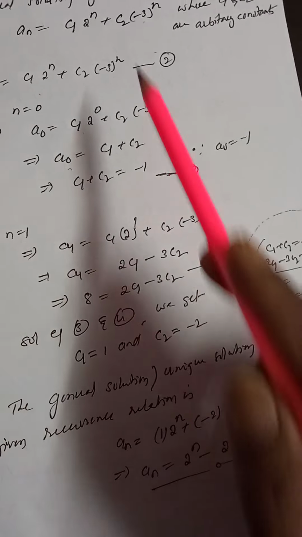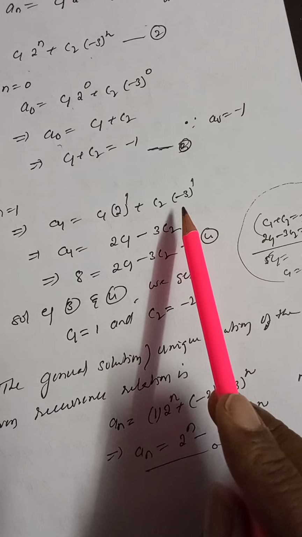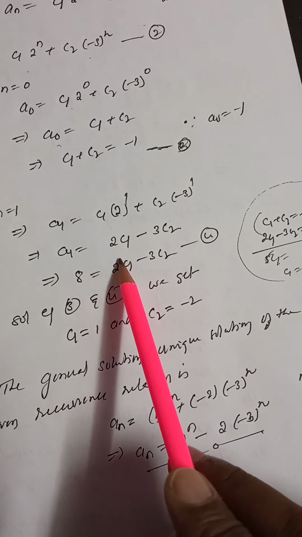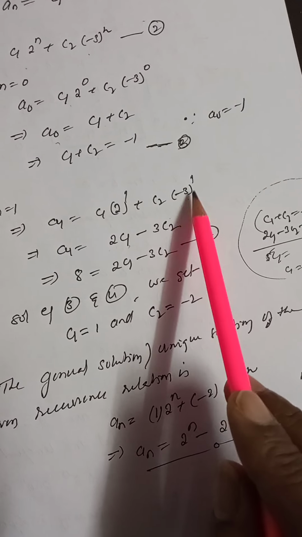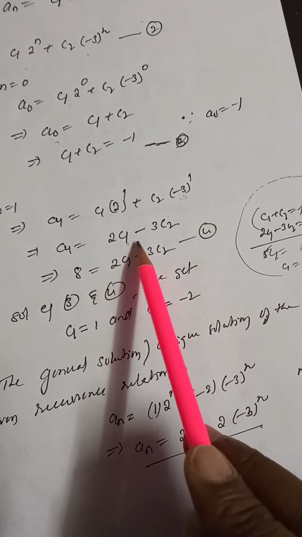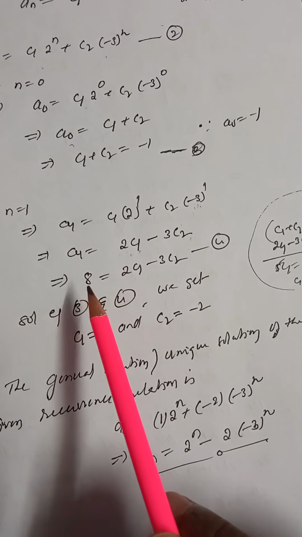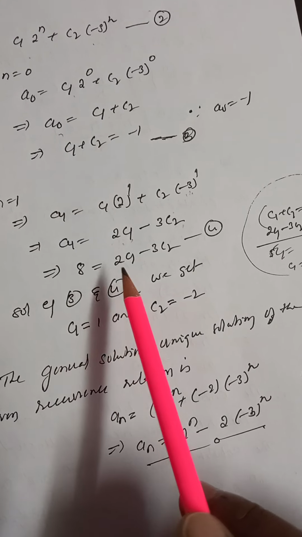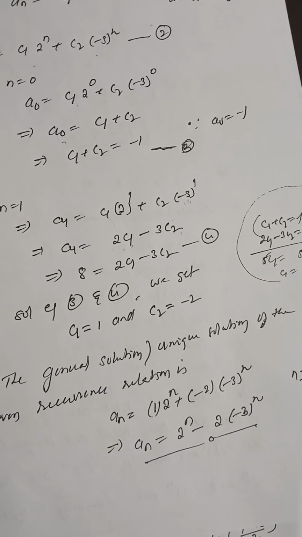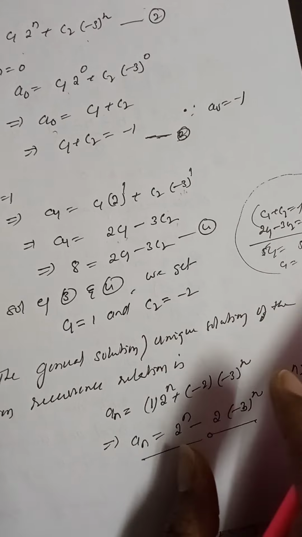Put n is equal to 1 in this equation. a1 is equal to c1 into 2 power 1 plus c2 into minus 3 power 1. Now if you simplify this, 2 power 1 is 2, so 2c1, minus 3 power 1 is minus 3, so minus 3c2. So 2c1 minus 3c2 is equal to a1, but a1 is given as 8. Therefore 2c1 minus 3c2 is equal to 8. Solving equations 3 and 4, you will get c1 is equal to 1, c2 is equal to minus 2.